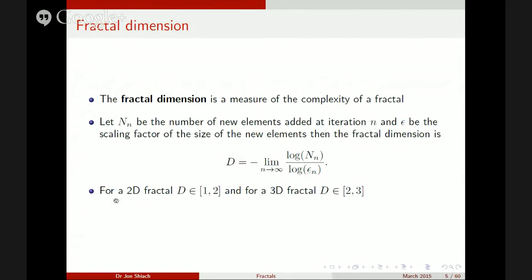For a 2D fractal, the fractal dimension will be somewhere between 1 and 2. The closer it is to 1, the more like a straight line we have. The closer it is to 2, the more like a plane. So it's going to be somewhere in between, and similar for a 3D fractal.